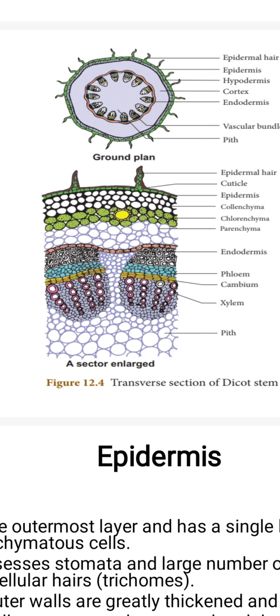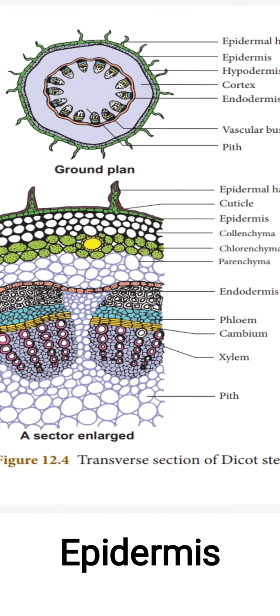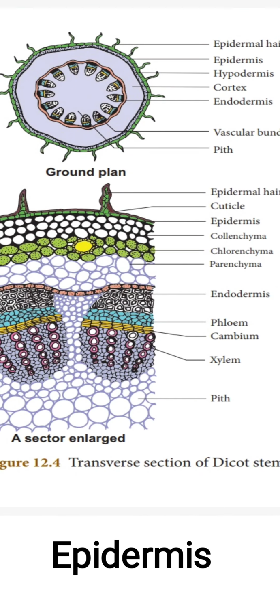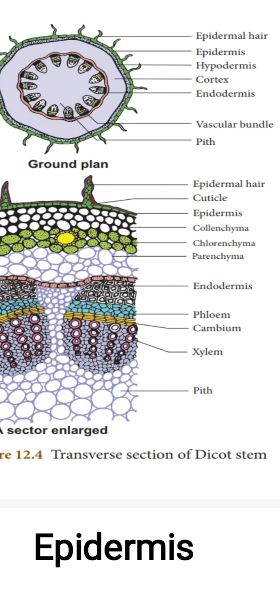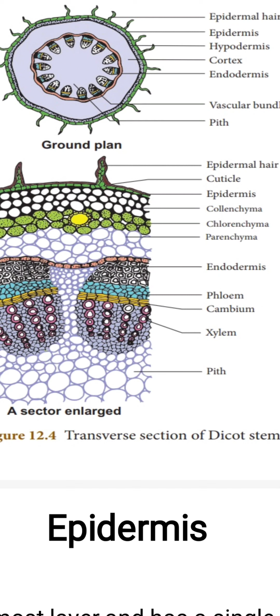Okay, so this is the figure, the ground plan of T.S. of Dicot Stem, in which you can see the epidermis with epidermal hairs on it. Inner to the epidermis there is another layer called the hypodermis. Epi means above and hypo means below. Derm means layer. So epidermis is the outer layer, and inner to that the hypodermis is the next layer present below the epidermis.